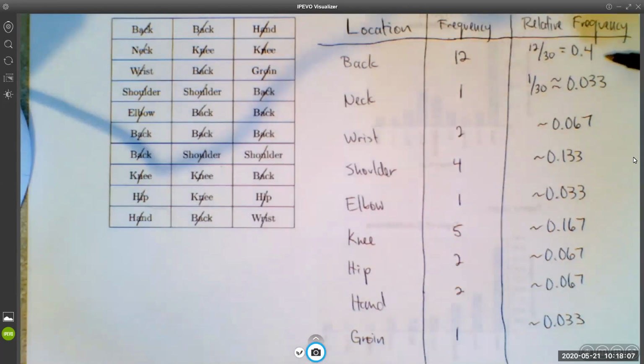So I know that 0.4 corresponds to 40%. And I know that 0.033 corresponds to 3.3%. And 0.133 corresponds to 13.3%, and so forth. So when I add up these percentages, I should get 100% of the injuries, right? So if I add all this stuff up, I should get 1, or in other words, 100%, okay?